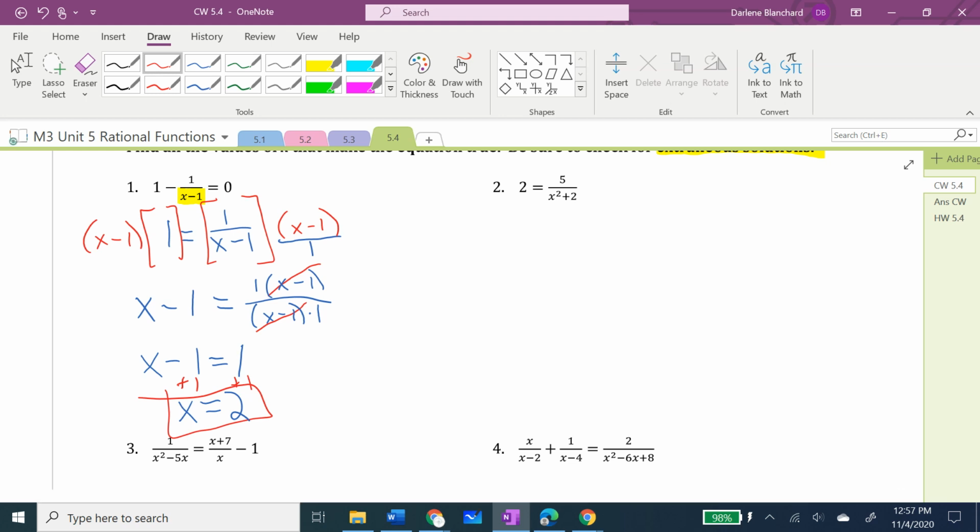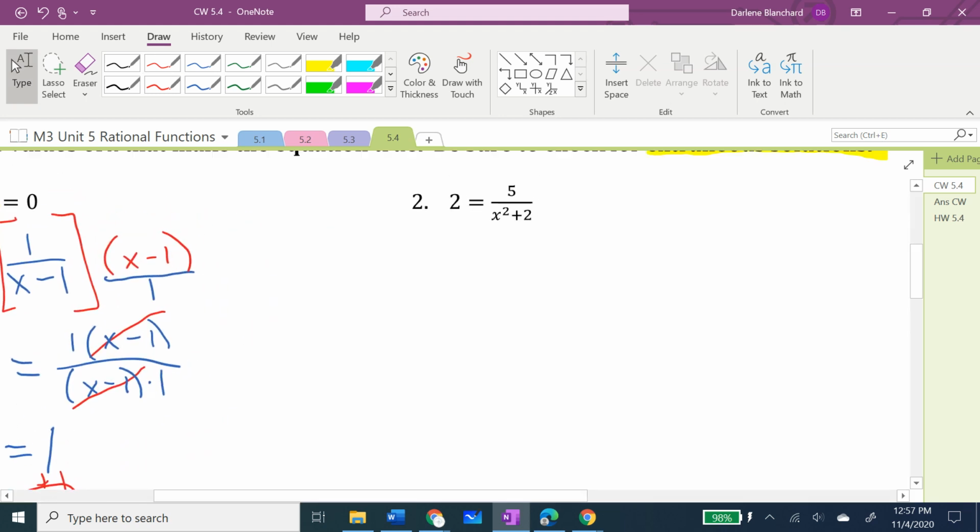So, are you feeling okay so far with number 1? All right, then let's move on to number 2. With number 2, I have only one denominator here, and I'm just going to multiply both sides by that denominator.